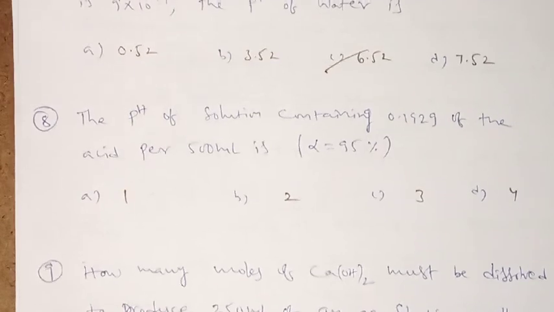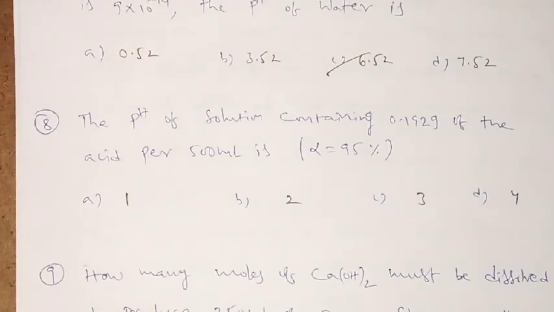The pH of a solution containing 0.192 gram of the acid per 500 ml is... So a solution is given, that solution contains some acid, and it contains 0.192 grams. The alpha value is given, 95%.